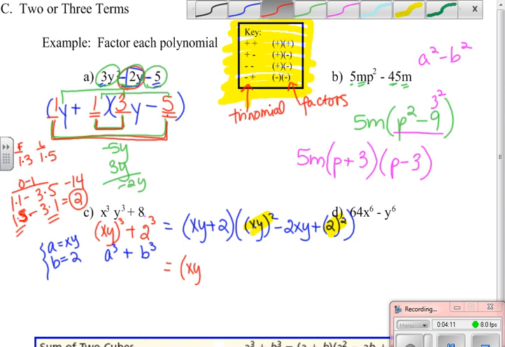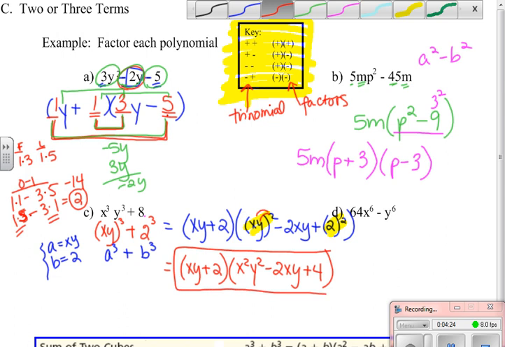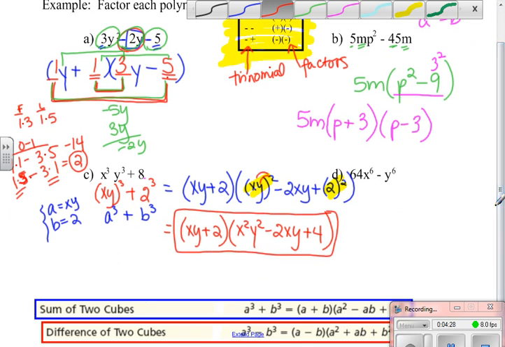And it's xy plus 2 times x squared y squared, so that's a distributive, minus 2xy plus 4. And that's how you factor the sum of perfect cubes. Now this one potentially is the difference of perfect cubes because it's a subtraction and I see factors of 3, but let's think about what I could rewrite this as.